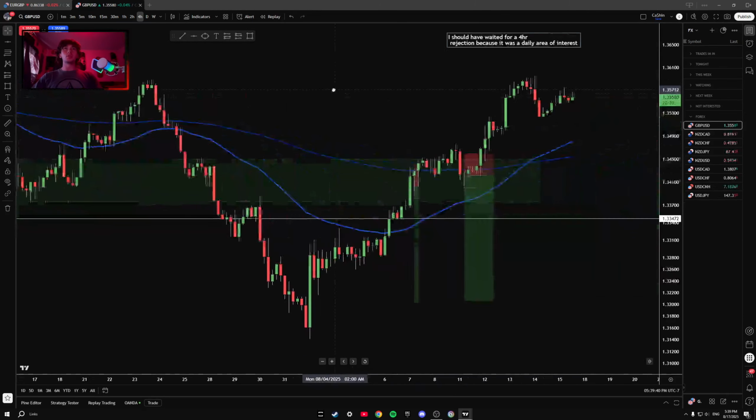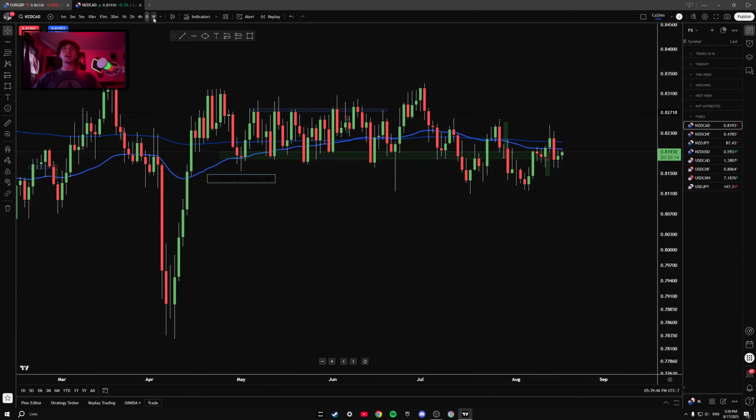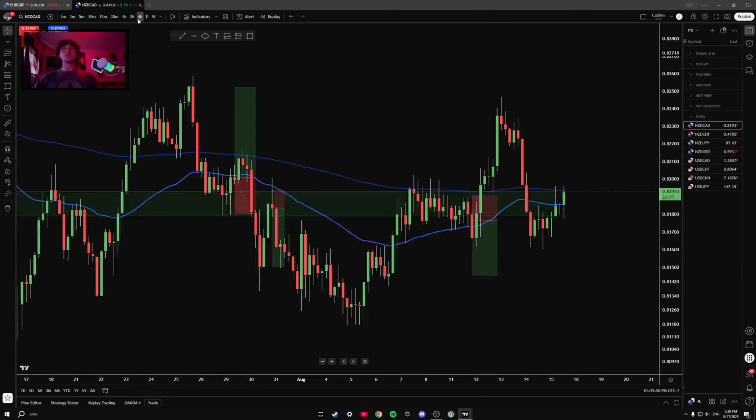This pair we lost on last week. Not interested. NZD CAD. Ranging daily. Ranging weekly. Not great 4-hour. Not interested.